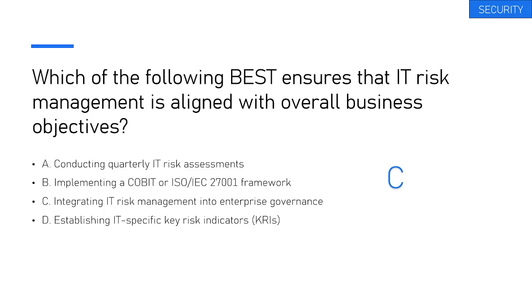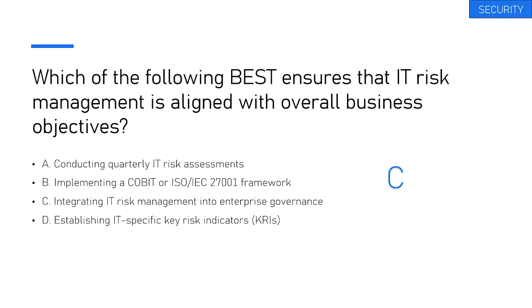So let's have some understanding on this one here. Quarterly assessment, like I said, it's always useful. We do that every quarter, but having that alignment, it's not going to give us anything that we want to achieve. Now, B is about COBIT and ISO. These are like a control framework, right? The framework alone will not help us integrate into the enterprise governance part, so that the risk management supports and aligns with overall business objectives, right? Overall business objective is the key.